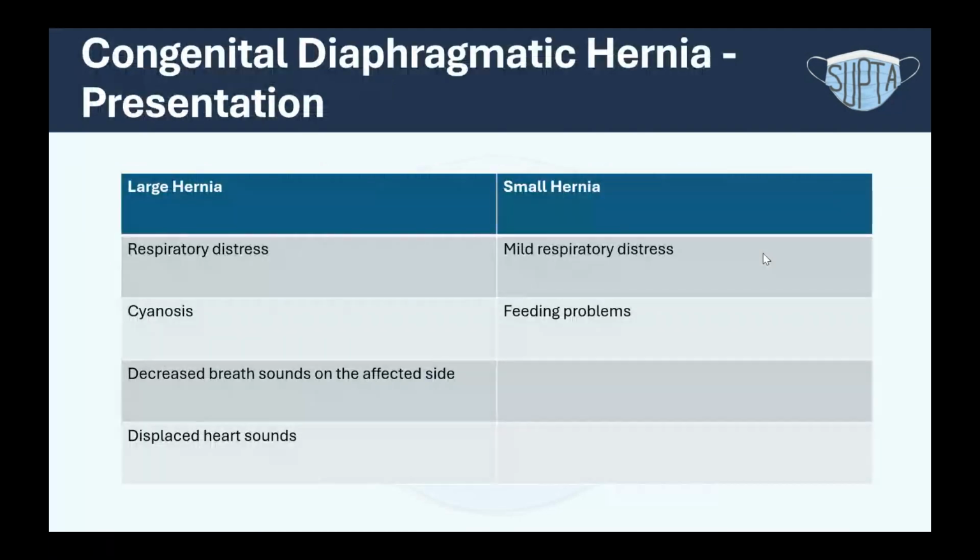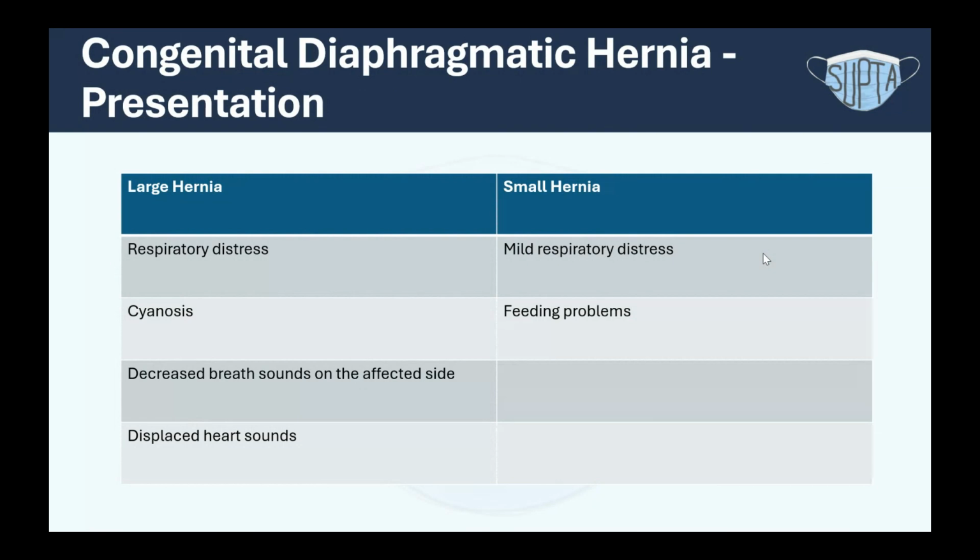These over here are some more presentations that you might see in CDH. If you were to see a large hernia, I'm not going to go into too much detail about these because we did talk about some of the important presentations earlier on. But I essentially just wanted you to know that a lot of these presentations are going to be caused by the abdominal viscera pressing on the lungs, and so the lungs aren't going to be able to function. So you'll see things like respiratory distress and cyanosis because of that. One thing I want to highlight is the displaced heart sounds.